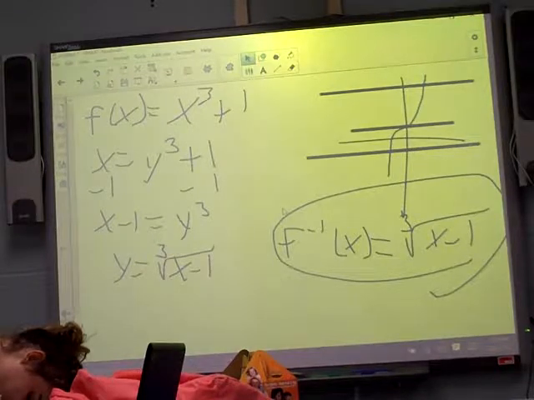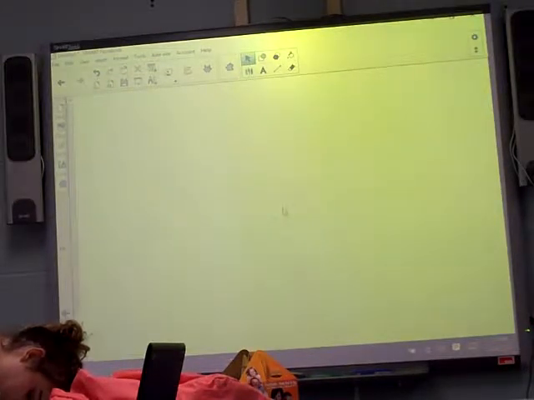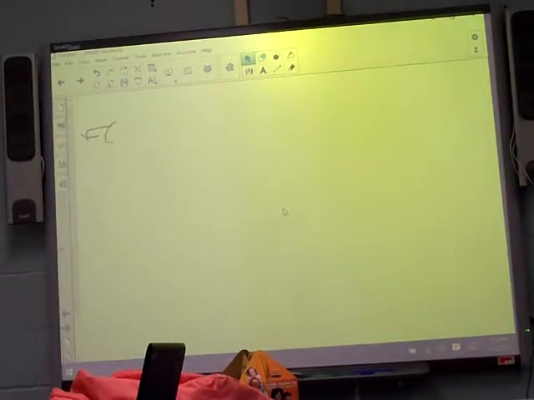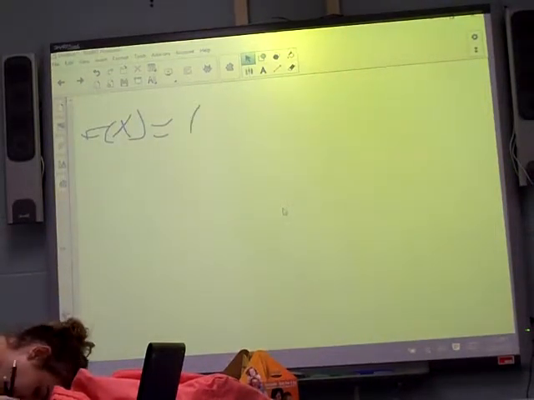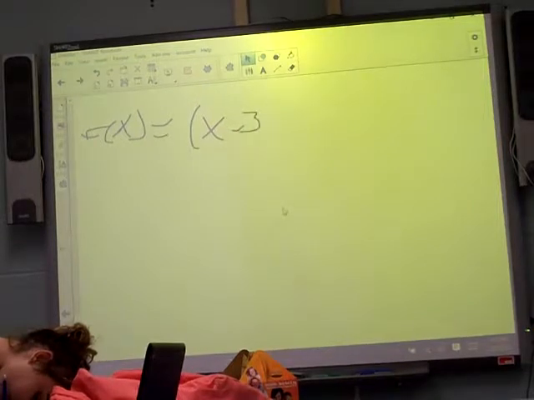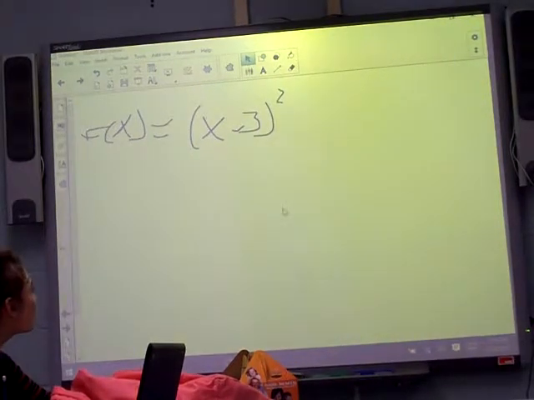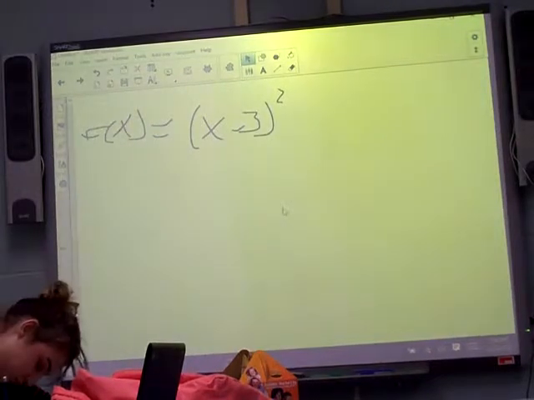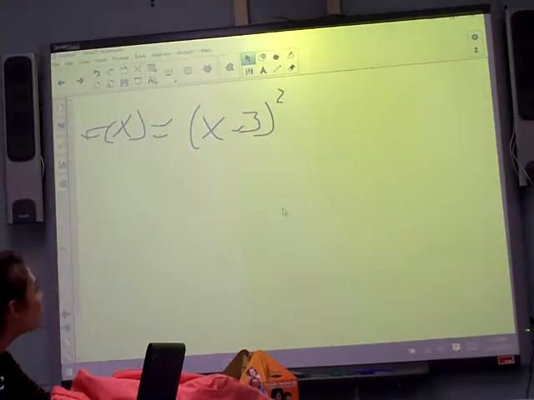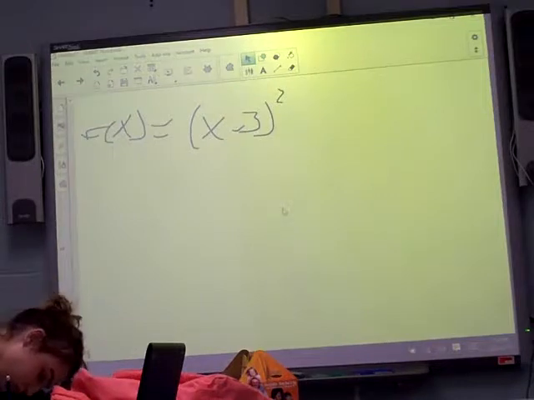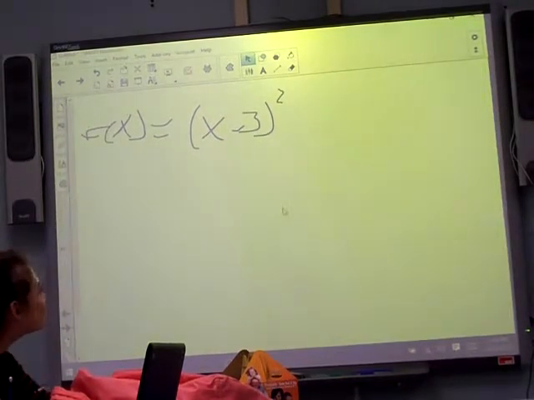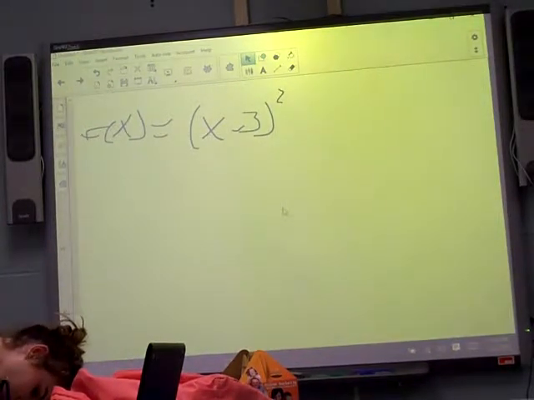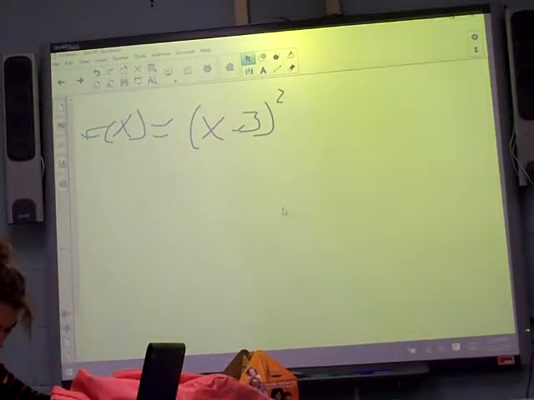All right, check this one out before we go to the last thing. I got f of x is x minus 3, the quantity squared. Here's what the directions say, same as they have. Decide whether the equation defines a one-to-one function. If so, find the equation of the inverse. So is that a one-to-one function?